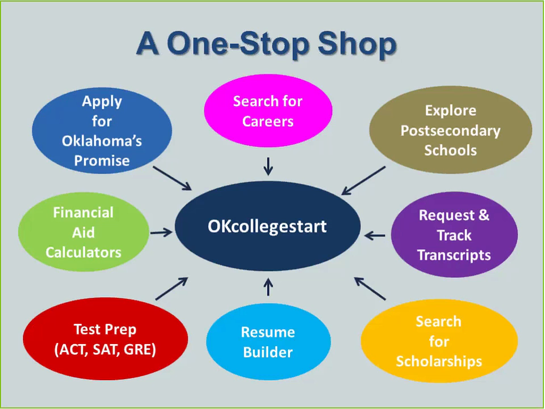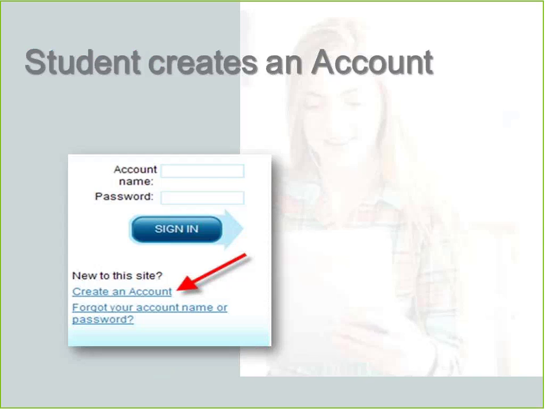Some features include an individual portfolio, ACT and SAT test prep, career exploration and planning, integrated Oklahoma's Promise app, detailed profiles of public and independent colleges and universities, and an electronic transcript exchange system. Site content is currently available in both English and Spanish, and within the coming months will be available in a multitude of languages as Google Translate will be incorporated into the system.